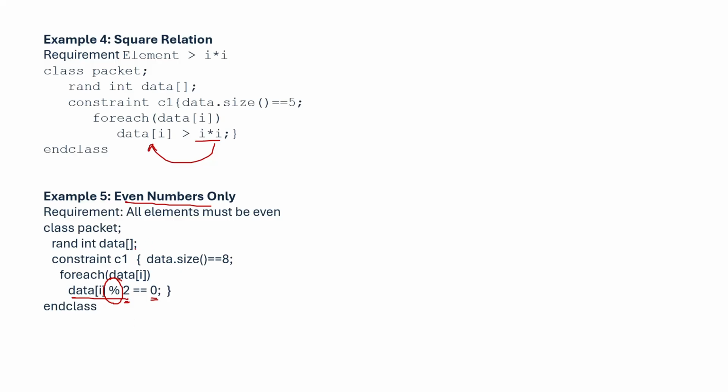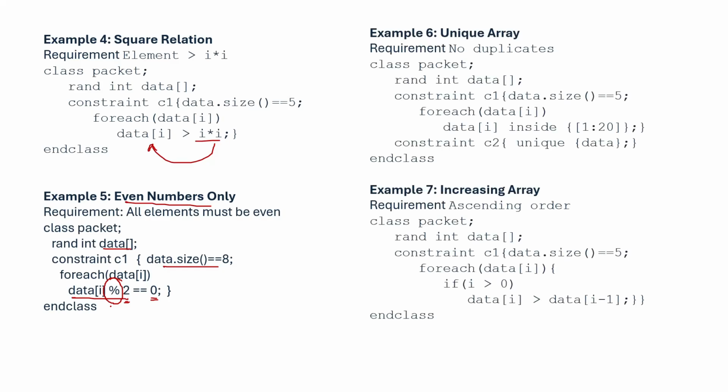Same thing. Data dynamic array size equal to 8, foreach data of I. Before applying the condition, you need to write the foreach. For a unique array, unique data, there is a unique keyword, right? So you can write the unique one. Whatever the dynamic array I am considering, each and every time I will get unique data.